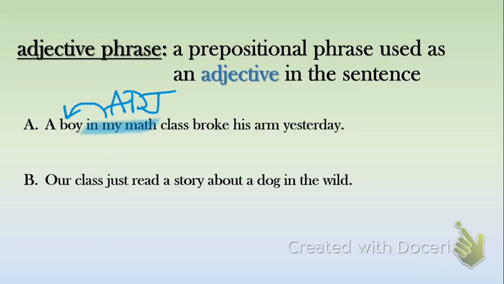In sentence B, our class just read a story about a dog in the wild. Again, first we want to be able to find the prepositional phrases in the sentence. This sentence has two different phrases. About a dog: when we ask ourselves what it is doing in that sentence, it's actually describing story. It's telling us what kind of story we read.